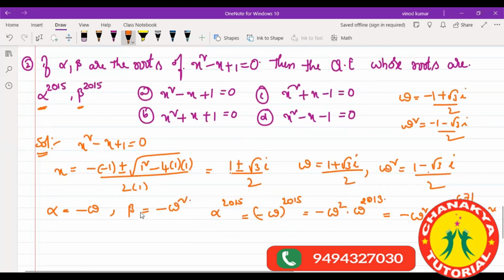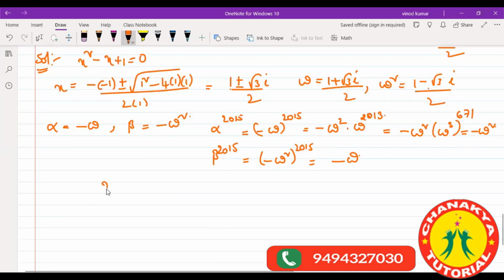In the same way, we got beta power 2015: minus omega square whole to the power 2015, which is minus omega. So finally alpha power 2015 is minus omega square, and beta power 2015 is minus omega.